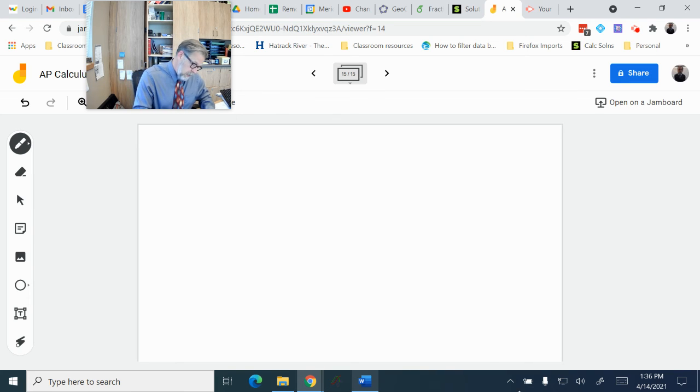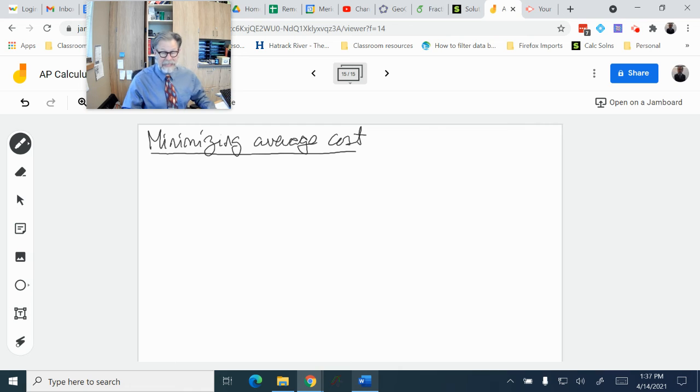All right, minimizing average cost. Sometimes you want to minimize your costs. You could make nothing, but if you want to stay in business and the goal is just, hey, we need to minimize costs right now. We've got a lot of money going out. Maybe we're not worried too much about maximizing profit as we are about just not spending more.